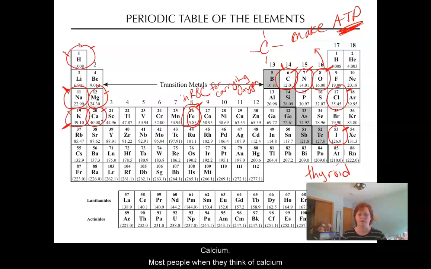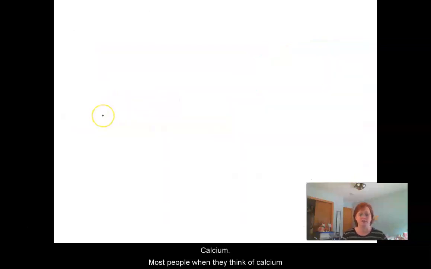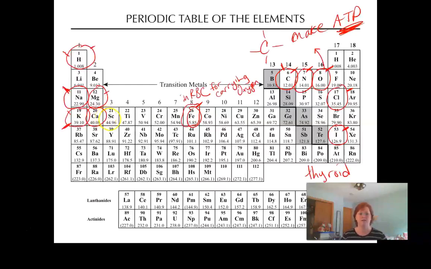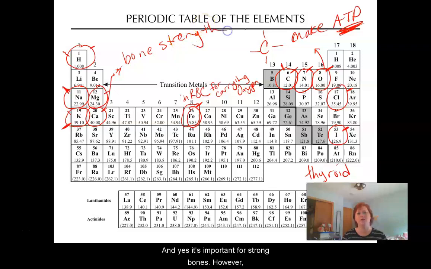Calcium, go back here. Most people, when they think of calcium, they think of bones, right? So we think of calcium, we think of bone strength. And yes, it's important for strong bones. However, it is more important for your body that you have enough calcium in your bloodstream than you have enough calcium in your bones. And the reason for that is that we need calcium for muscle contraction.